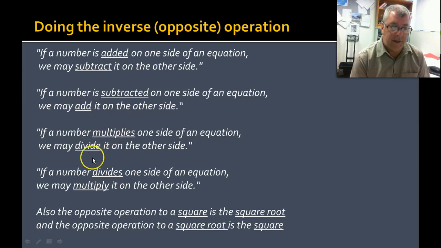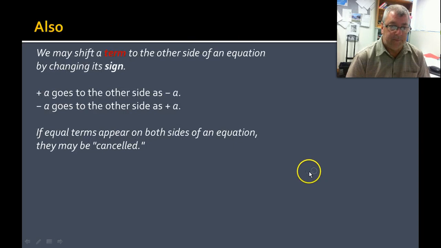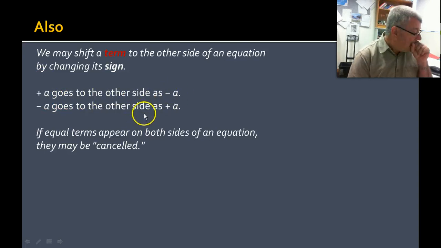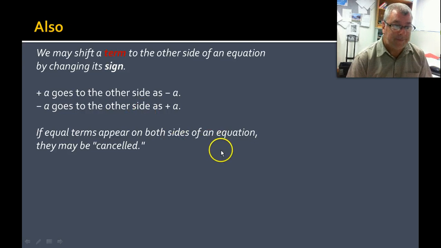Multiplying, the opposite is to divide. Divide, the opposite is to multiply. And one you also get is if something is squared, to remove a square, we use a square root, and if something has a square root in it in the equation, we use the square. And also, by moving something from one side to the other, we change the sign of it. So if you have plus a on one side and you move it to the other side, it becomes minus a, and vice versa.